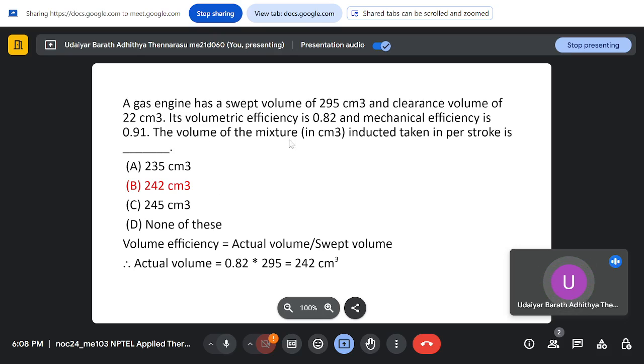So if you see, volumetric efficiency is nothing but the actual volume taken divided by the swept volume. Theoretically, swept volume is the amount of the charge volume which is to be taken, but that doesn't happen. So this volumetric efficiency signifies that. It is given as 0.82 and swept volume is already given as 295 centimeter cube. So the actual volume will be volumetric efficiency into swept volume, which is 0.82 into 295, which comes out to be 242 centimeter cube.